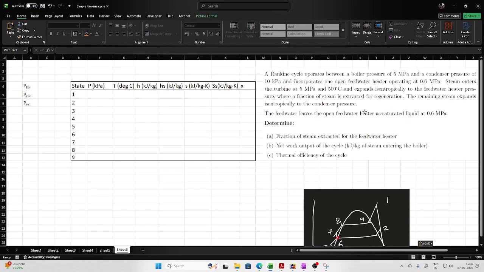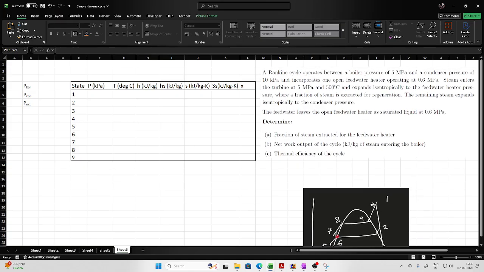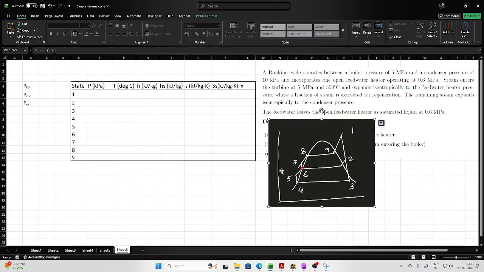Okay, this was the question and this was my expected cycle. Now state 1 is basically what? First we have to write down the temperatures also. So the boiler pressure is 5 megapascal, so it is 5000 kilopascal. Okay, then the condenser pressure is only 10 kilopascal, so it is 10 kilopascal.